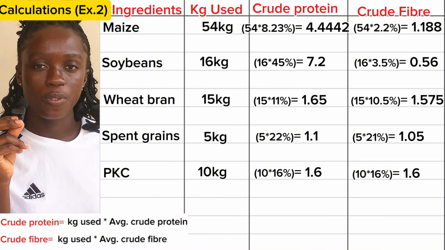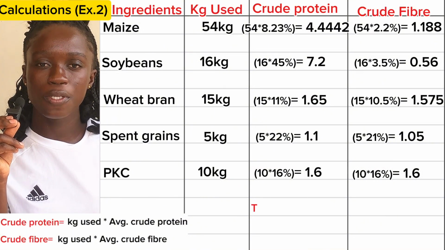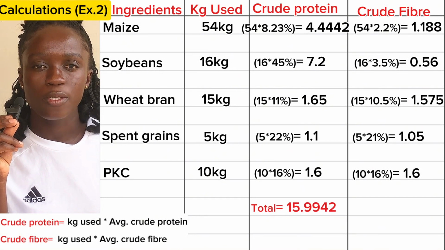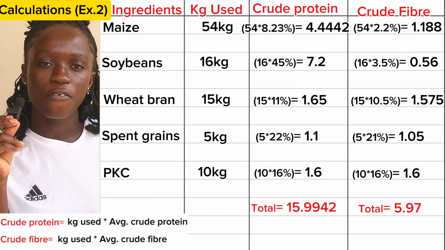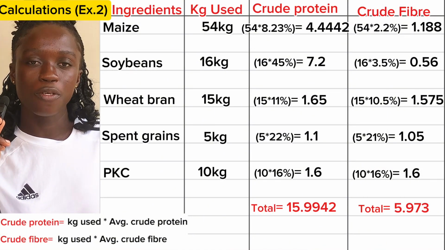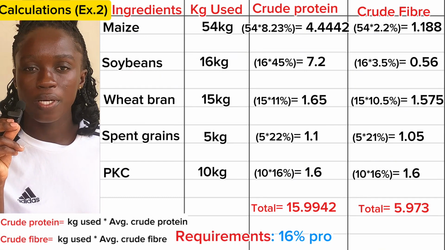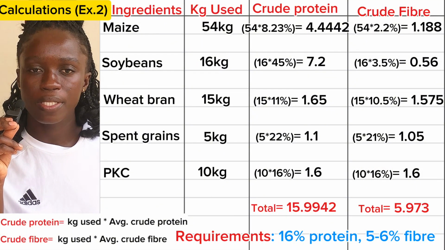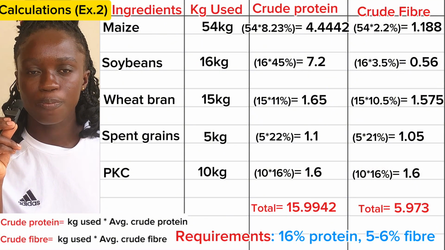So now let's find the total. The total crude protein content by adding is going to give us 15.9942. And the total crude fiber content by adding is also going to give us 5.973. So now let's compare this to the nutritional requirement of growers. So now we said that for grower feed, we need a crude protein content of 16% and a crude fiber content between 5 to 6%.